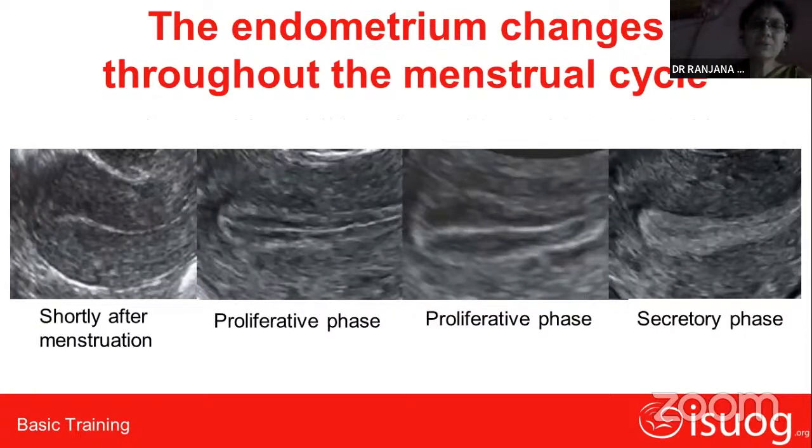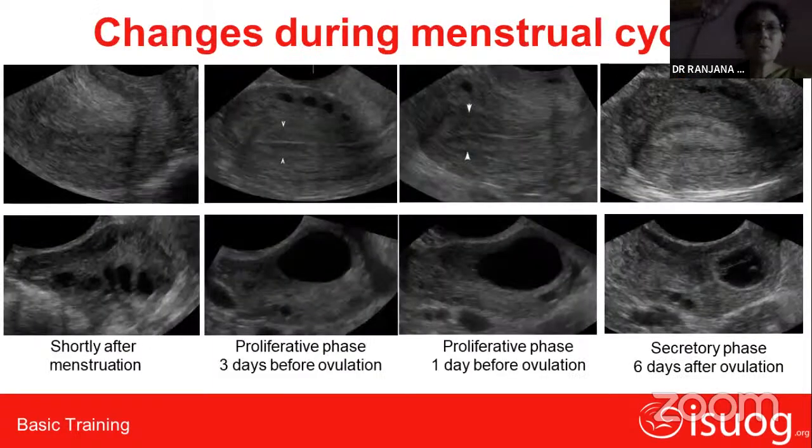See, we are seeing the endometrial changes, but let us see it in comparison with the ovaries. Shortly after menstruation, when there are very small follicles all throughout the ovary, we are seeing a thin lining of the endometrium because only the basalis layer, a 2 millimeter layer, they are opposed to each other.